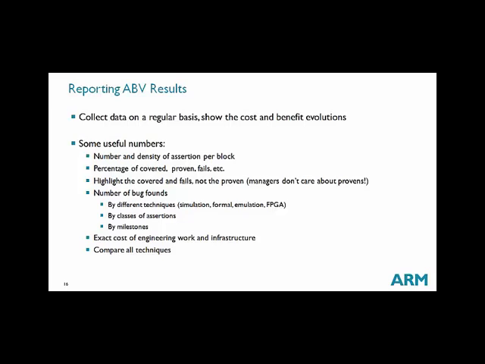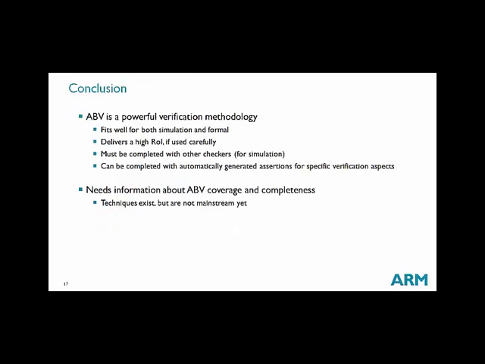I have other numbers here. So my conclusion is that ABV is a very powerful verification methodology. The good thing is that when we talk about ABV, that's usually for simulation and for formal. Emulation is coming also. It can deliver a high ROI if we use it carefully. That means that we try to automatically generate assertions. We don't spend too much time trying to prove them, but rather we focus on finding bugs.